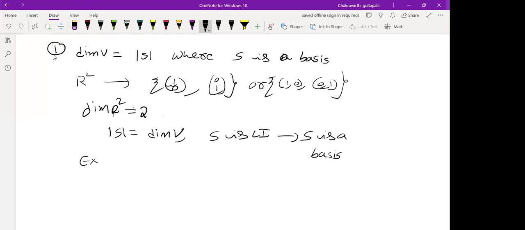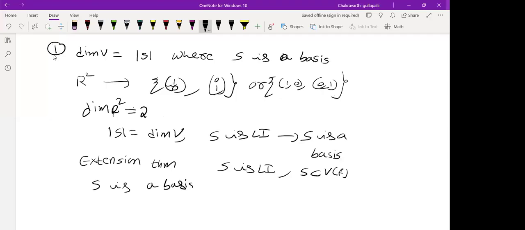Then we have a theorem called the extension theorem. This we have discussed. What is the extension theorem? If S is a linearly independent subset of a finite dimensional vector space V, then S is either already a basis or S can be extended to form a basis. What is the extension? Adding a few more vectors. Yesterday we have seen that extension need not be unique. There can be many extended bases for this.